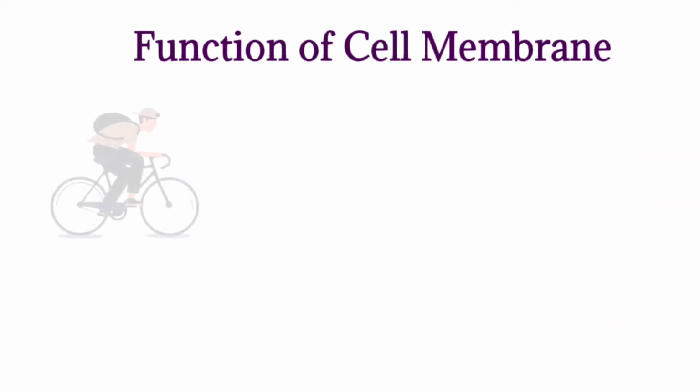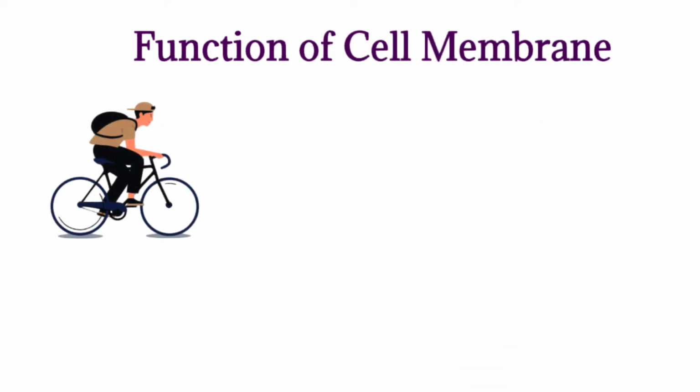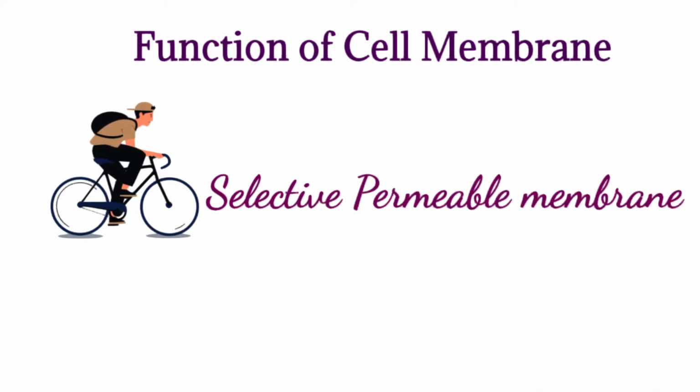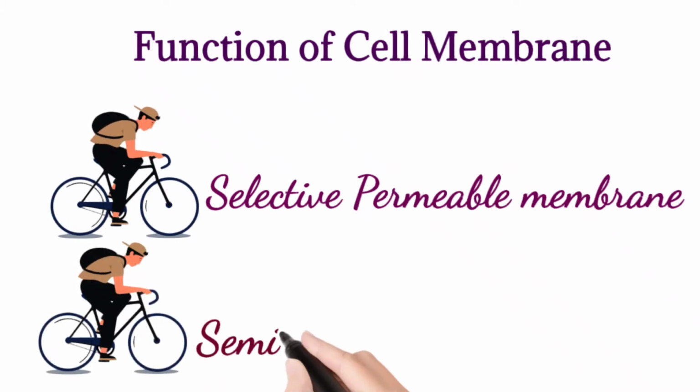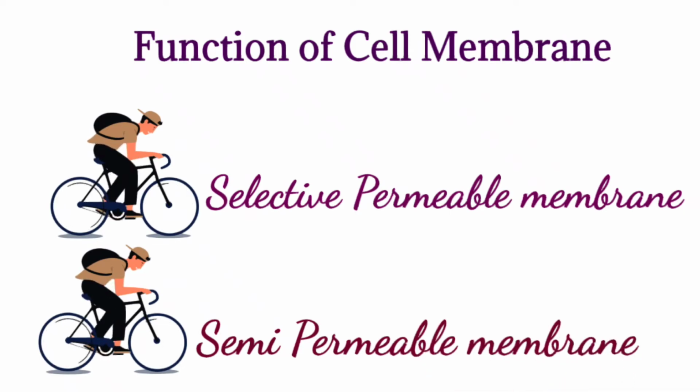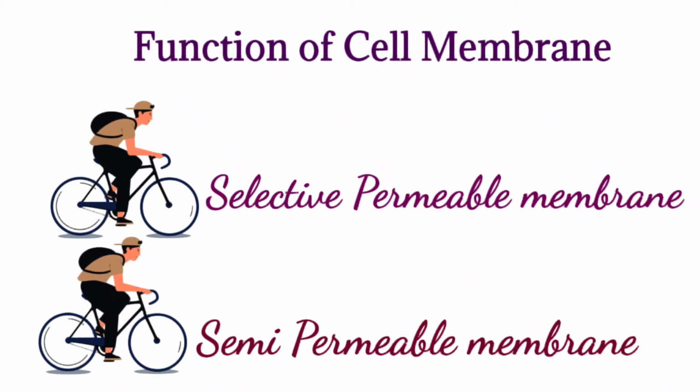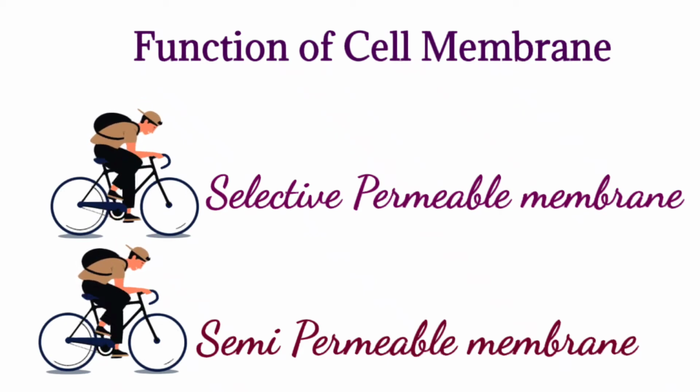So now what is the function of the cell membrane? The cell membrane is a selectively permeable membrane. It means it selects some materials that go inside the cell and come outside the cell. It is also known as a semi-permeable membrane. All the molecules cannot enter the cell, so the molecules that the cell needs can enter the cell and leave the cell. So it is known as a semi-permeable membrane. It protects the cell.